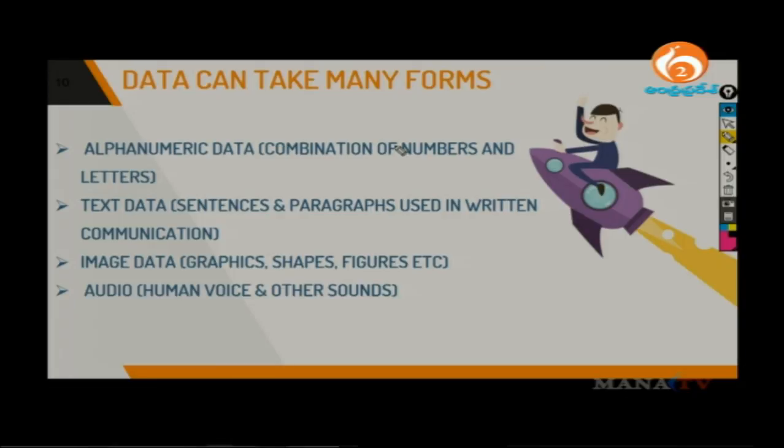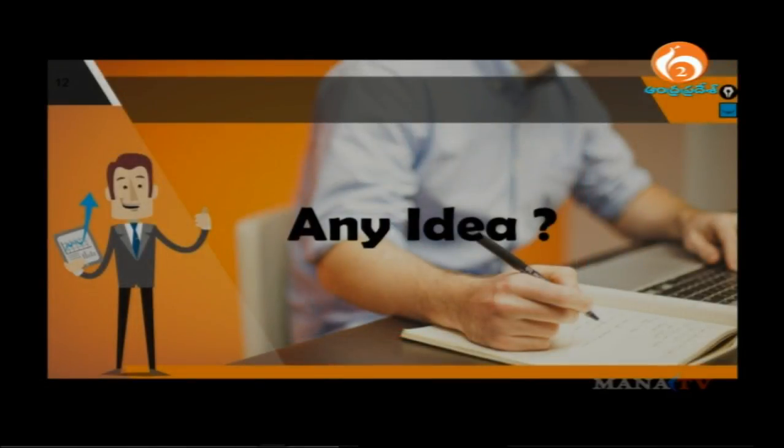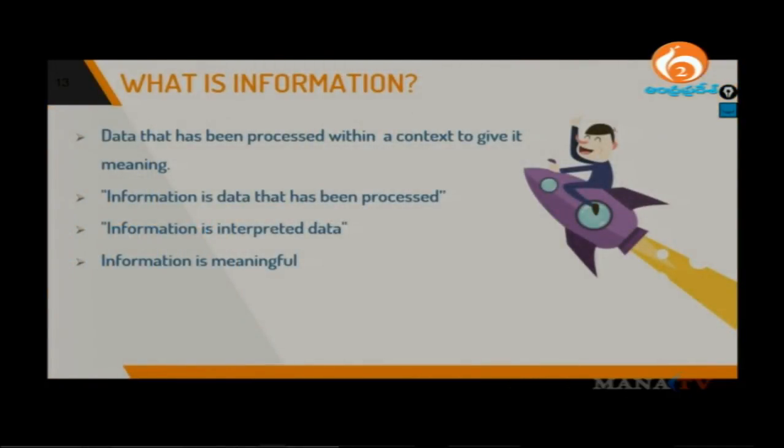But what do users expect? The user expects that it has to be converted into information, so that the information shows you that you have a problem. Any idea about information? Let me clarify what information is. Information is data that has been processed in a particular context to give it meaning. Information is interpreted data, and information is meaningful. Pretty simple.